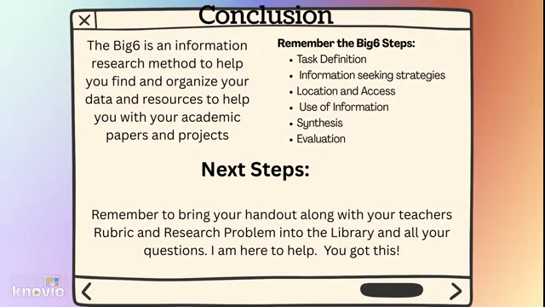All right. So, in conclusion, basically, the Big 6 is an information research method to help you find and organize your data and resources to help you with your academic papers and projects. And remember, on your handout, you will have all of the different steps. So don't worry about that. Just always bring your handout.